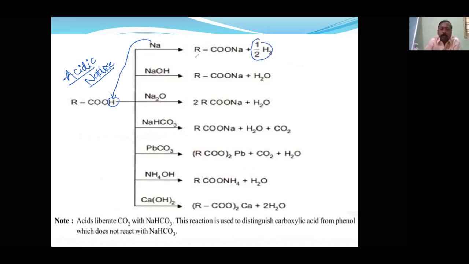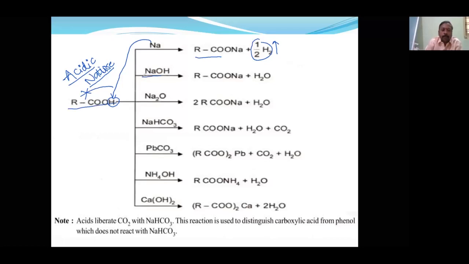First thing it is understood now. When a carboxylic acid reacts with sodium, then only this hydrogen will be replaced. There is no reaction on the alkyl group. The reaction is only on the acidic hydrogen. That acidic hydrogen will be liberated as hydrogen gas. Now this is the simplest.